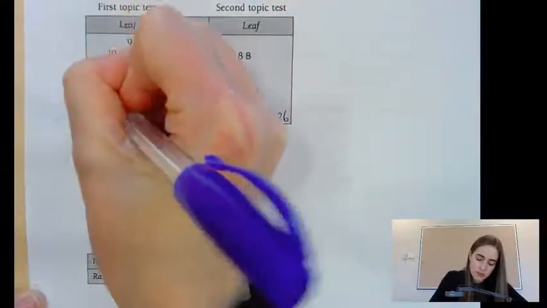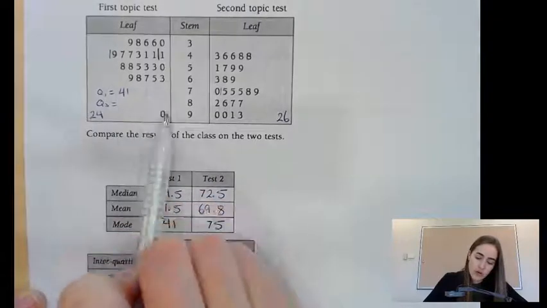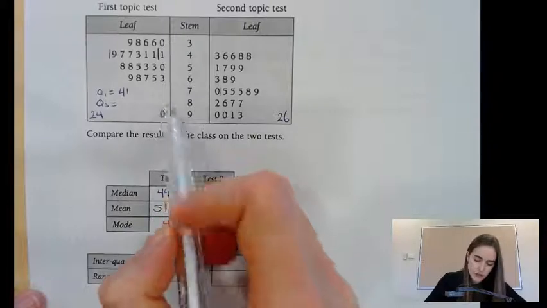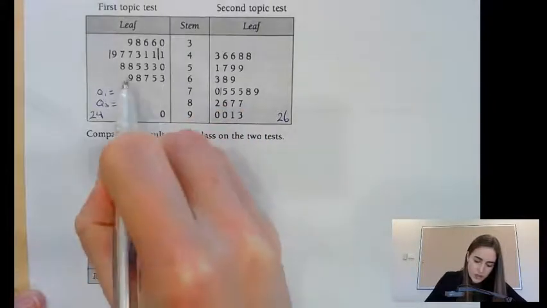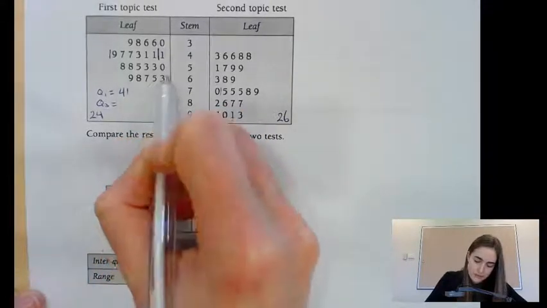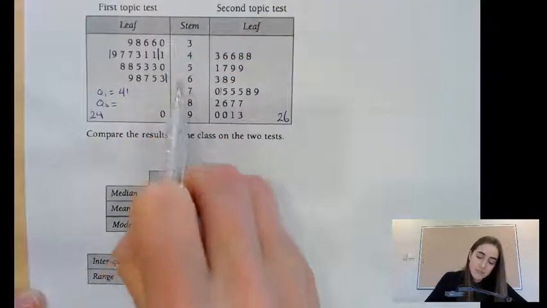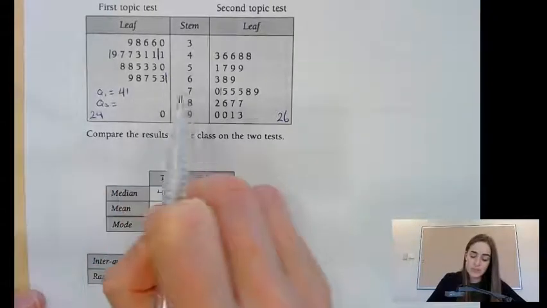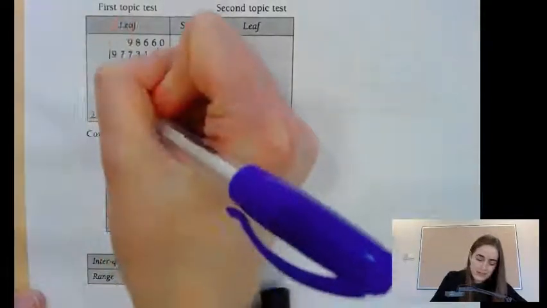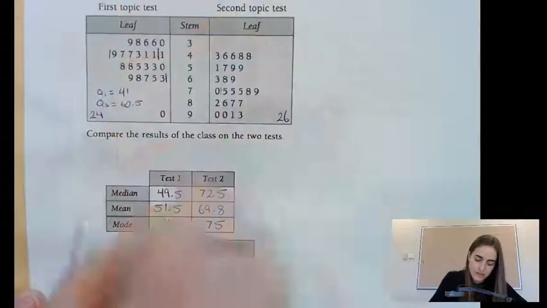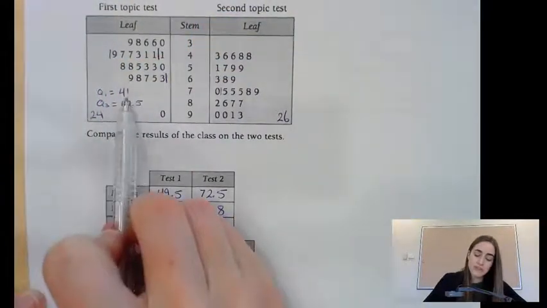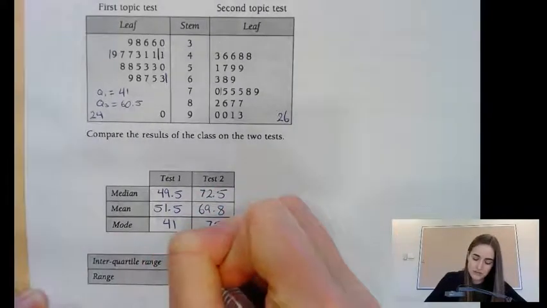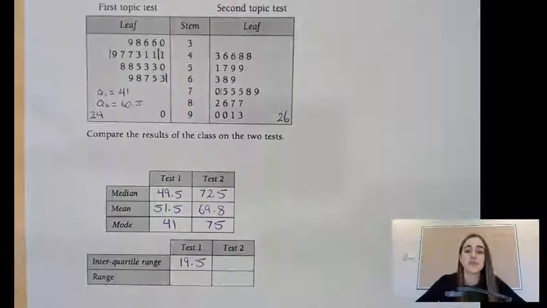And my Q3, I'm going to look at the top half of my data and find the median of that. So I'm going to have 1, 2, 3, 4, 5, 6 in here. So that's between 63 and 58. Halfway between 63 and 58 would be 60.5. So then I'm going to do 60.5 minus 41, and that's going to give me 19.5 as my interquartile range for test 1.